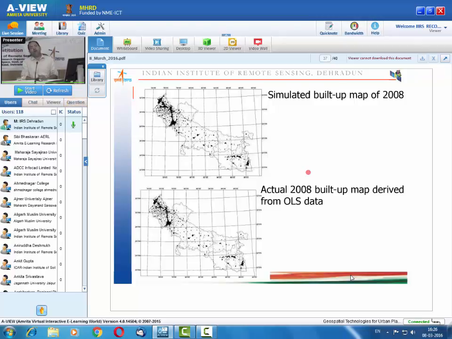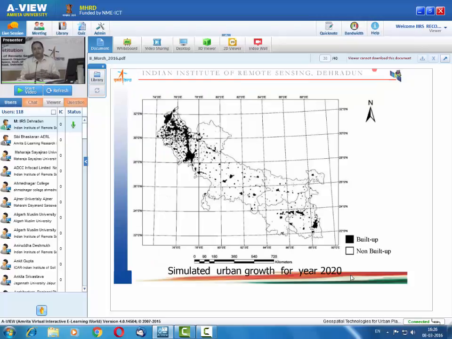If the model does not correspond to the actual growth, that means we either have to incorporate more factors or make some changes in the model. So we simulated the built up area for 2008 using a CA model, compared our simulation result with the actual results, and tried to validate our model. And here we have simulated the urban growth for 2020 for the entire Indo-Gangetic plain. These areas, as per the model, are predicted to have a high growth in built up area.